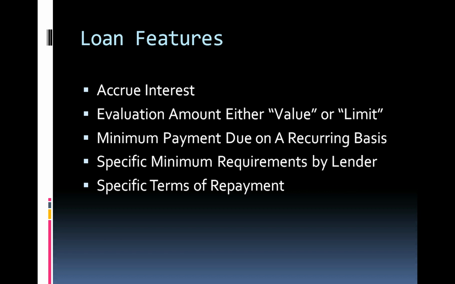When we're talking about loans, we're talking about different loan features. One of the features of a loan is that it accrues interest. If it's a 0% loan, then essentially it accrues no interest. The next one is the evaluation amount. This is the amount that is dedicated to the loan. It could be a value or it could be a limit, depending on what kind of loan it is. And we also have the minimum payment due on a recurring basis. That's a fancy way of saying debt service, and you probably know that debt service is a fancy way of saying the minimum due.